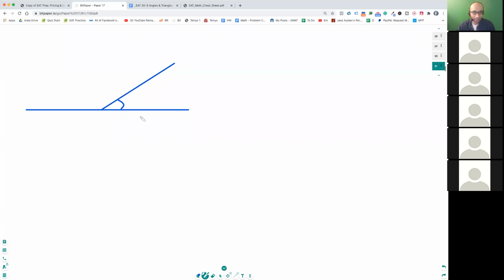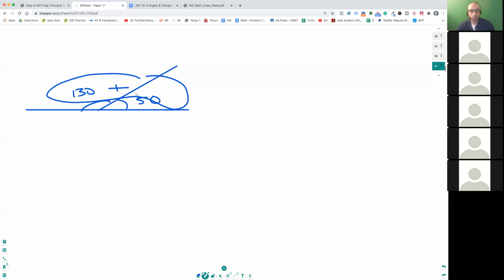Let's get started. If you have a straight line, and then you got another line over here. Let's say this is 50, right? Then this other one is going to be such that this angle plus this angle is 180. Right? So 130 plus 50, right? That gives you 180, right? 130 plus 50 is 180.